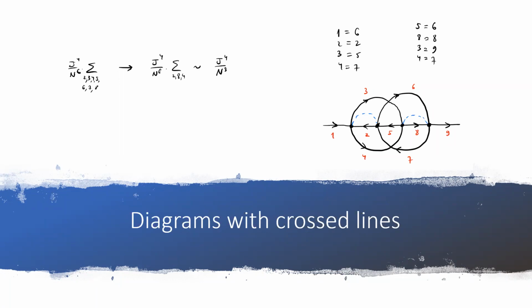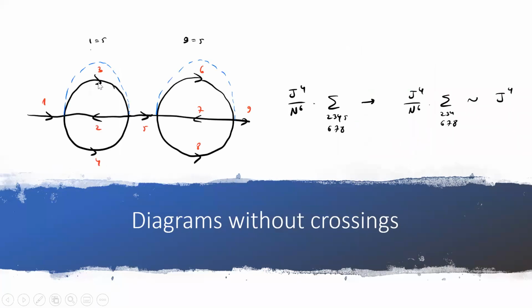Okay. So then this crossed diagram will be suppressed by a factor of n to the power of 3. And just for comparison, let's see what happens for the one which is not crossed. So then here the only restriction from the contraction would be that 5 has to be equal to 1 and 9. And therefore, we have a summation over 6 internal legs. And this gives us a factor of n to the power of 6, which cancels with the normalization, and we get a constant in n term.